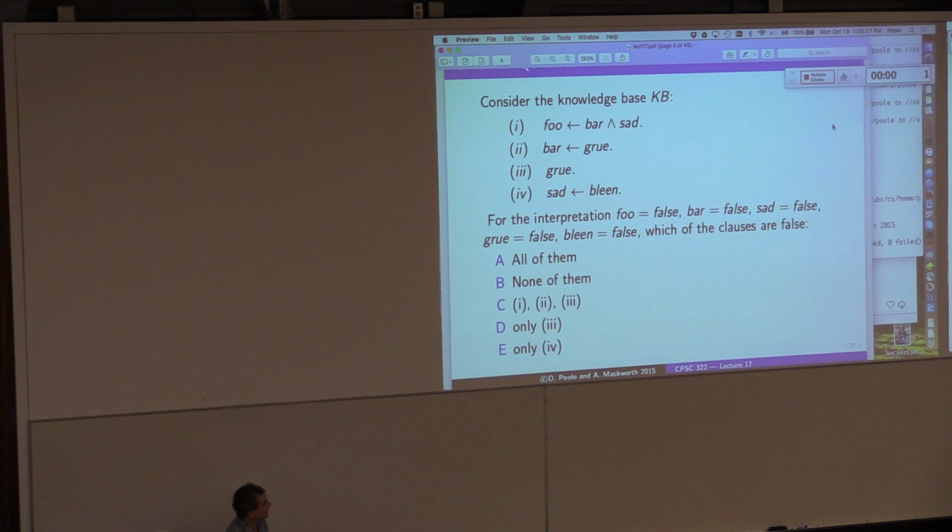All right, let's look at this one. So it's the same knowledge base we had before. And for the interpretation where everything is false, which of the clauses are false? So everything, foo, bar, everything is false. So which of those clauses are false? So this knowledge base, which of these clauses are false?